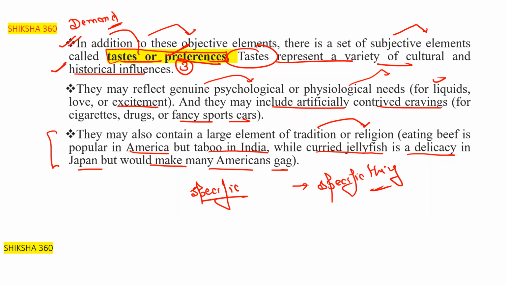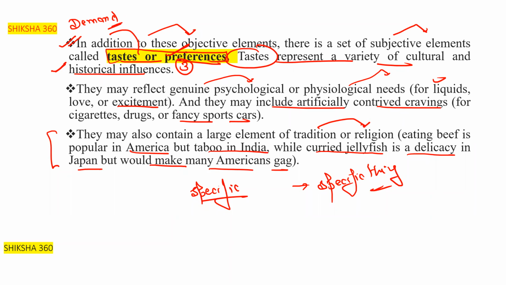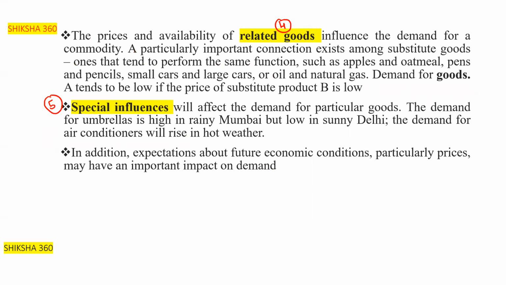So till now we have discussed three factors. First one is the average income. Second one is the size of the market. Third one is the taste or preferences. Now we will move towards the fourth one, that is the related goods.